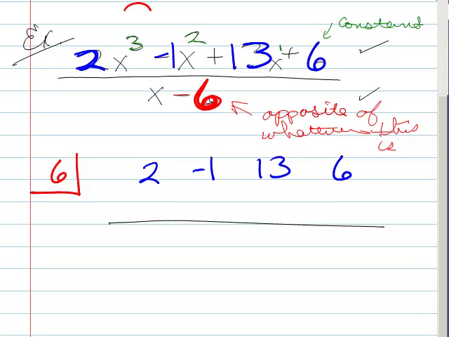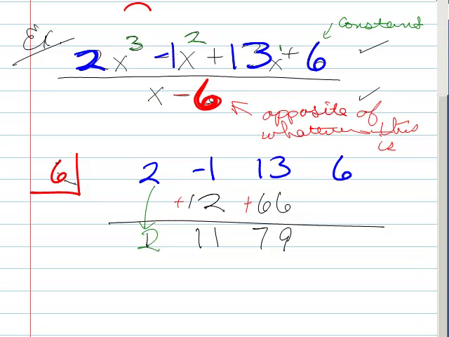So the first step we always do is bring this first term down. So it's now a 2. All right. So what is 6 times 2? 6 times 2 is 12. We write it there. And then we're going to add it. So we've got -1 plus 12, which is 11. All right. 6 times 11 is 66. And this is what happens when you make up numbers. So we add that straight down, and we get 79.